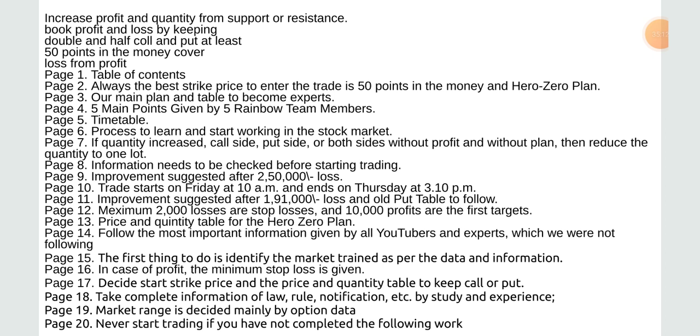12. Maximum 2,000 losses are stop losses and 10,000 profits are the first targets. 13. Price and quantity table for the Hero Zero plan. 14. Follow the most important information given by all YouTubers and experts which we were not following. 15. The first thing to do is identify the market trend as per the data and information. 16. In case of profit the minimum stop loss is given. 17. Decide start strike price and the price and quantity table to keep call or put. 18. Take complete information of law, rule, notification, etc. by study and experience. 19. Market range is decided mainly by option data. 20. Never start trading if you have not completed the following work.